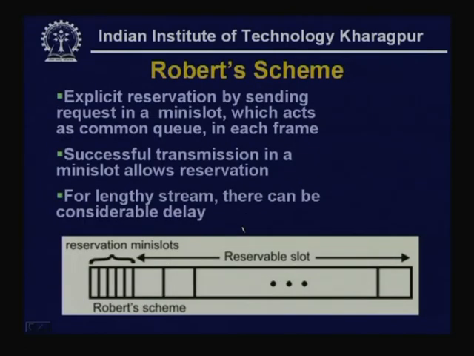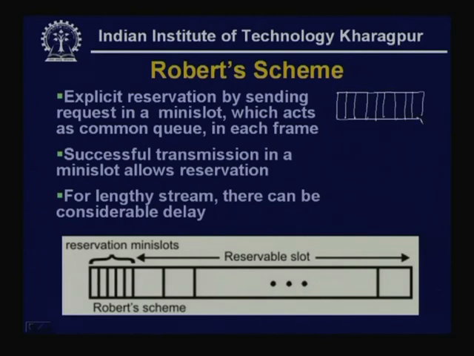There is another interesting scheme proposed by Roberts, and here explicit reservation is necessary by sending a request in a mini slot which acts as a common queue in each frame. So, here we see this is a frame. Now, this frame is divided into a number of slots, and not only that, one of the slots is divided into a number of mini slots.